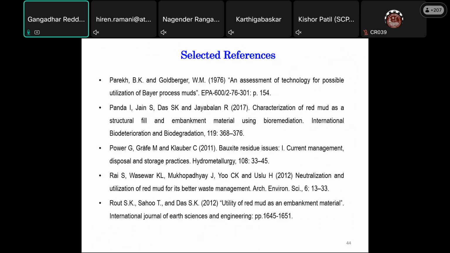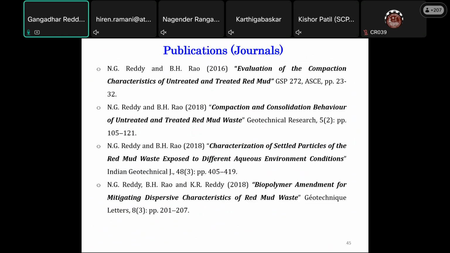Okay, so these are some of the references, but I want to show you the journals in which I have published from the entire thesis. We can see some of the journals like Geotechnical Research, the Indian Geotechnical Journal, Geotechnical Special Publication, which is published by ASCE, and Geotechnical Letters.